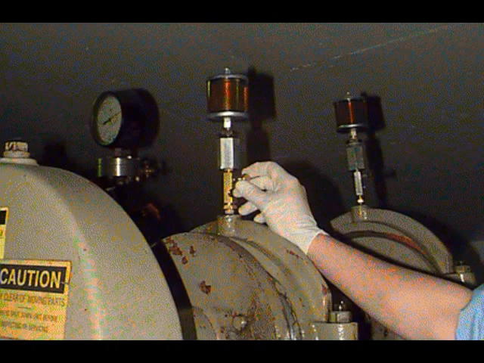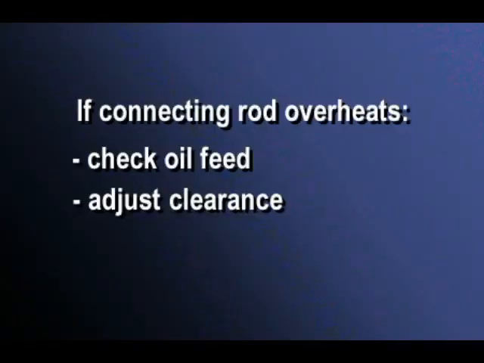Also, during this period, the oiler should be set to lubricate freely at 5 to 6 drops a minute, rather than the 2 drops per minute usually required later. If the connecting rod runs hot, check the oil feed and clearance, and add shims as required.